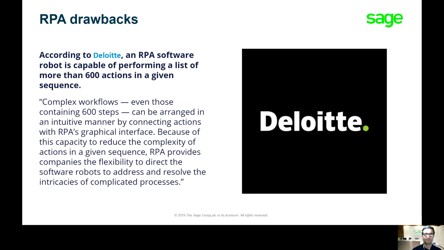Now, in this Deloitte article, let's break this down because this is also important as a drawback. It's discussing that RPA software bots are capable of performing a list of more than 600 actions in a given sequence. Complex workflows, even those containing about 600 steps, can be arranged in an intuitive manner by connecting actions with RPA's graphical interface. Because of this capacity to reduce the complexity of actions in a given sequence, RPA provides companies the flexibility to direct the software bots to address and resolve the intricacies of complicated processes.